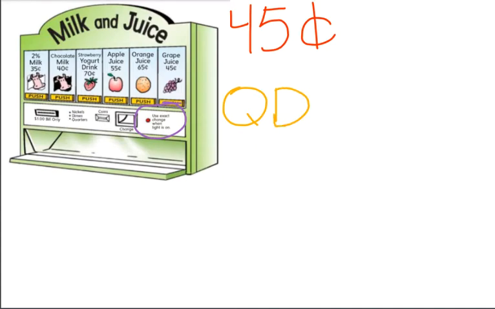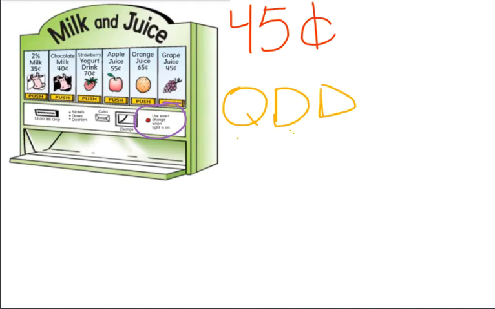25 plus a dime. 25 plus 10 is 35. 25, 35. I'm getting close. Oh, I'm hearing a pattern there. 25, 35. I want to get to 45. I can draw another dime.